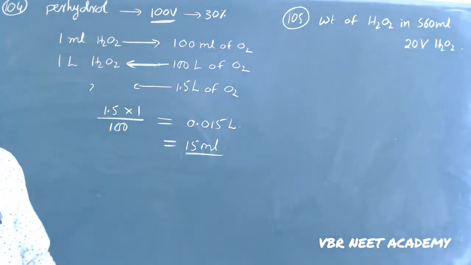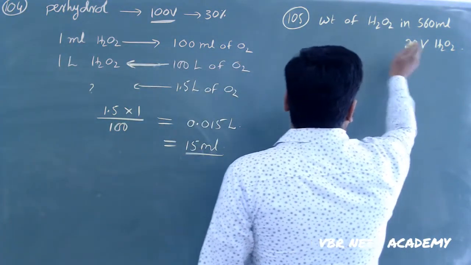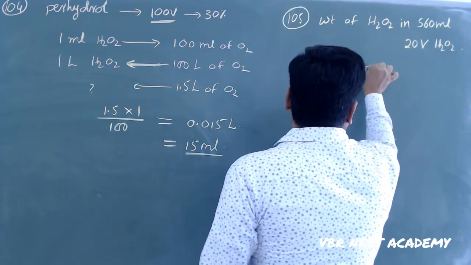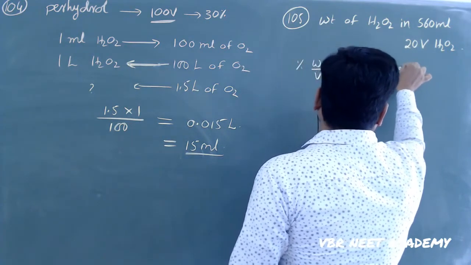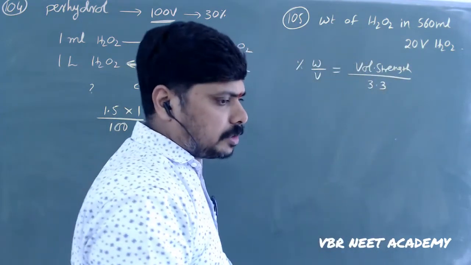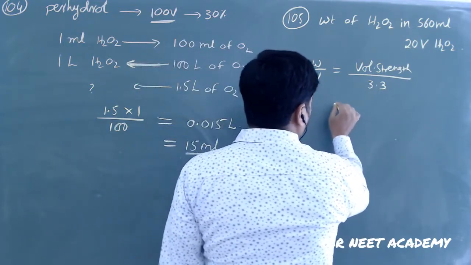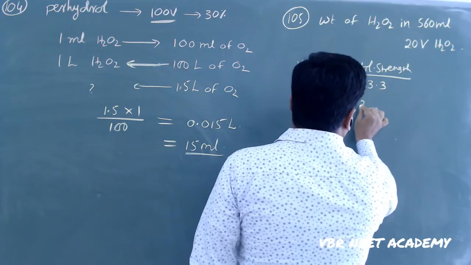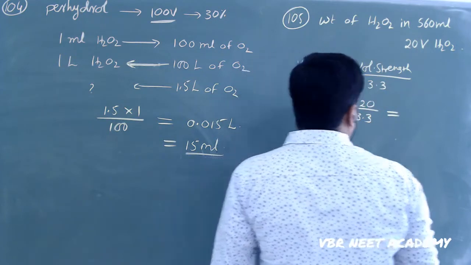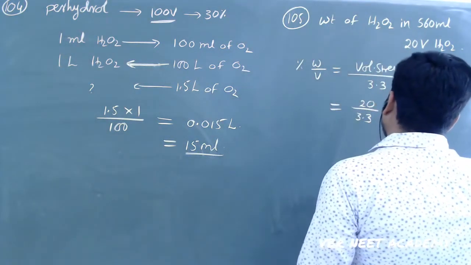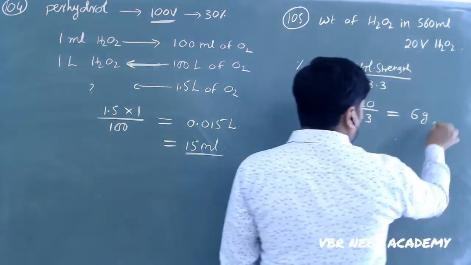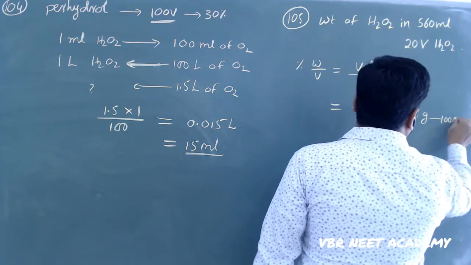Now when we calculate, percent W by V is equal to volume strength divided by 3.3. This gives the weight we are going to get, and it is for 100 ml. So it is equal to volume strength 20, 20 by 3.3, which is nothing but around 6 grams. Approximately I am writing 6 grams in 100 ml.